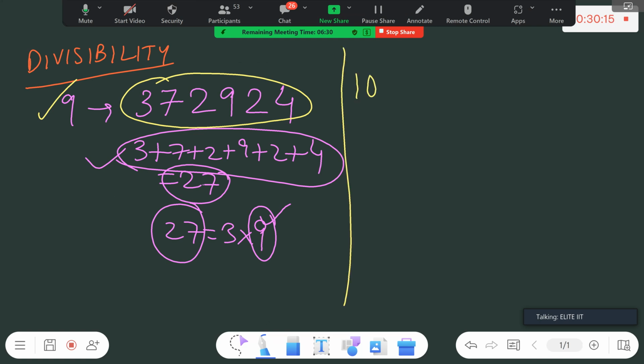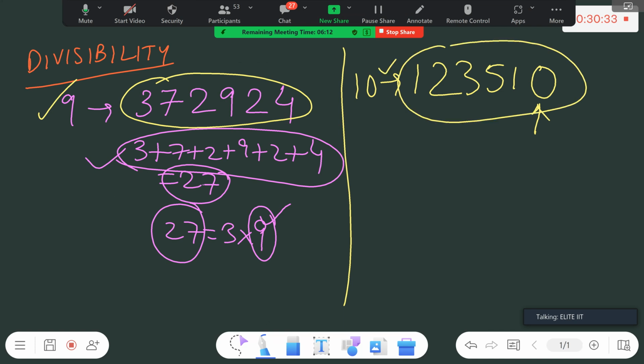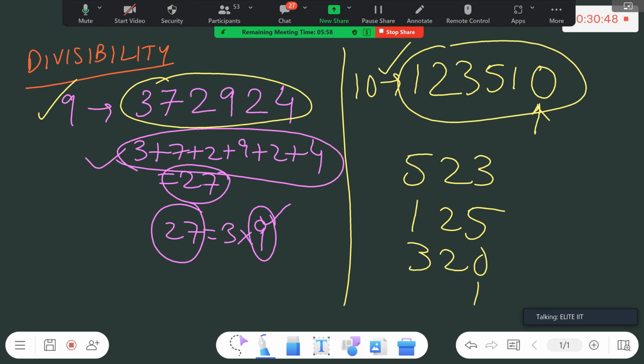Now let us quickly check for 10. The last number should be zero. For 10, if in a number the last digit is 0, only the last digit, then this entire number is divisible by 10. Is 523 divisible by 10? Is 125 divisible by 10? Is 320 divisible by 10? Yes, because the last digit is 0. Clear? And finally by 11.